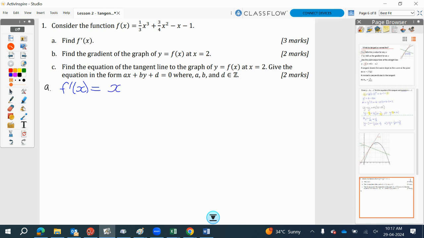x squared plus 1.5x minus 1. Excellent, correct. Thank you. All right, so now we need to find the gradient of the tangent line at x equals 2. How do we do this? We want our m to equal what?